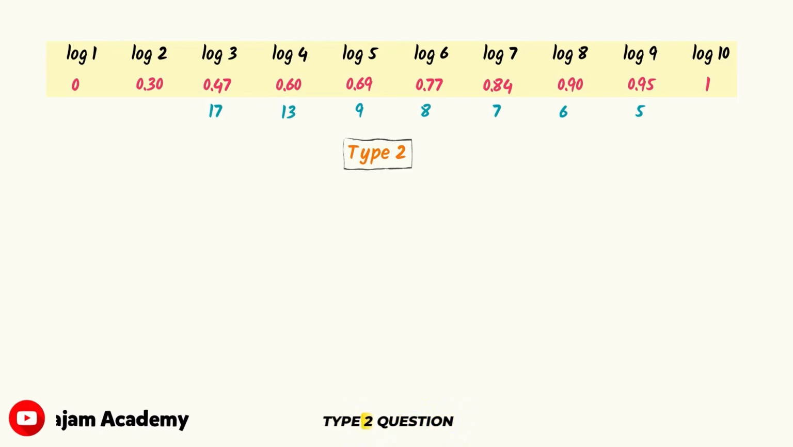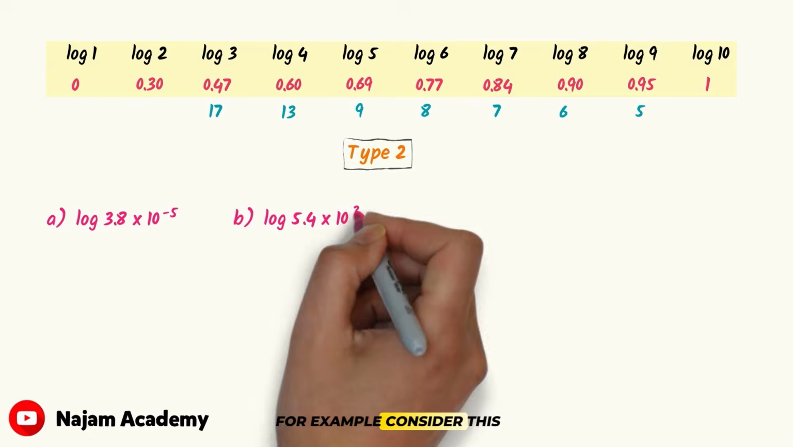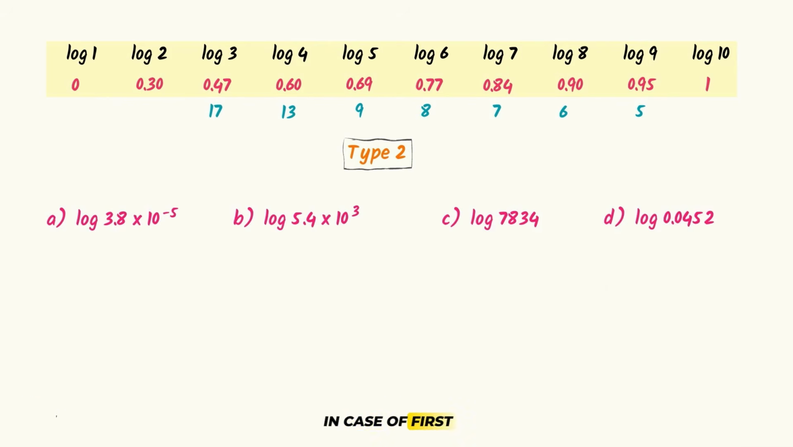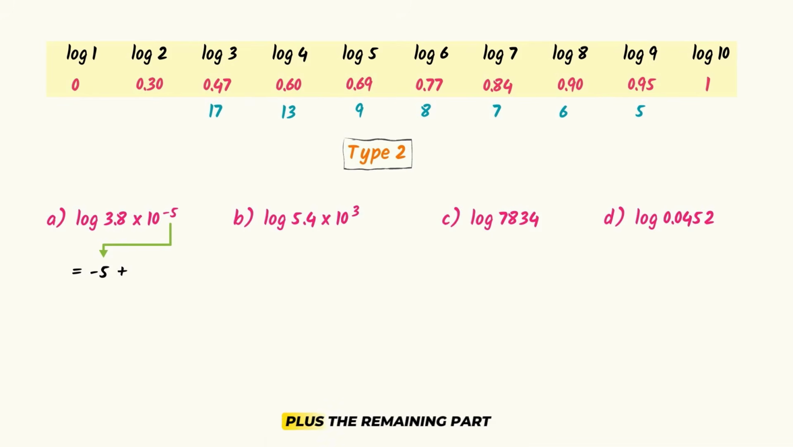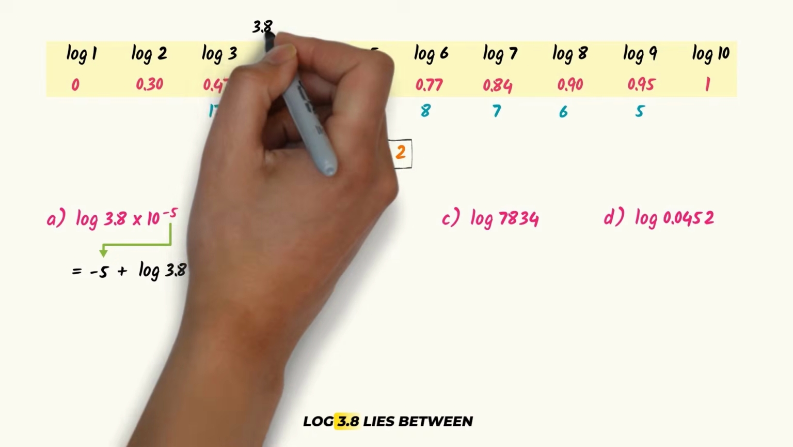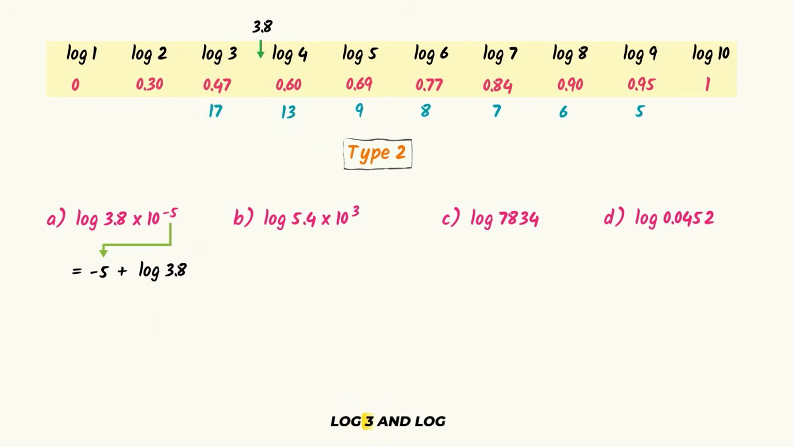Now we will learn type 2 question. For example, consider this question. In case of the first question, I take this negative 5 and I write it here. Plus the remaining part is log 3.8. I write it here. Now listen carefully. Log 3.8 lies between log 3 and log 4. The value of log 3 is 0.47 and that of log 4 is 0.60. So the value of log 3.8 is between 0.47 and 0.60.